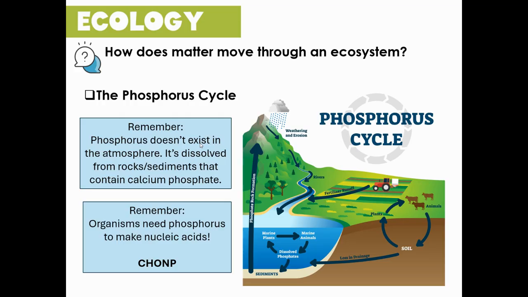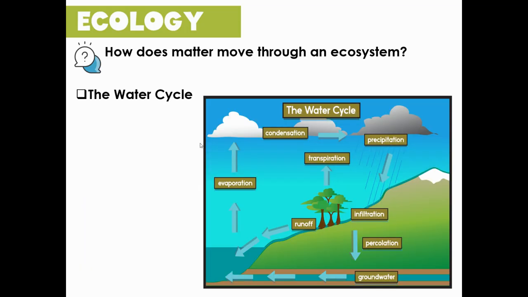And then very similar to the nitrogen cycle, it just goes through from the producer to the consumer. And then when the consumer dies or produces feces, that phosphorus then goes into the soil and then back to the producer. Why is phosphorus important? Well, it's important for our nucleic acids. So remember, CHNOP. It contains carbon, hydrogen, oxygen, nitrogen, and then the P stands for phosphorus. The water cycle is also super important. Just make sure that you understand all the different terms that are included in the water cycle.